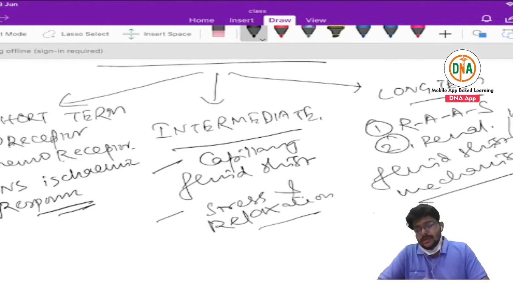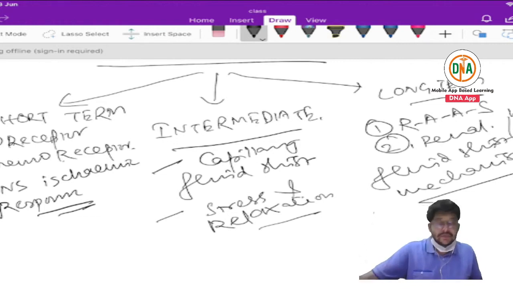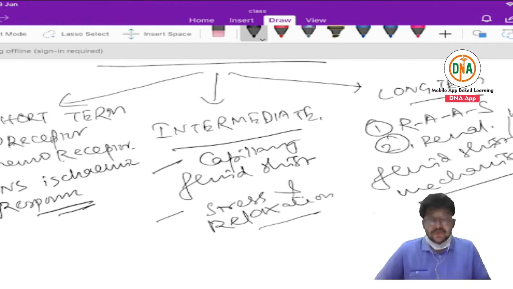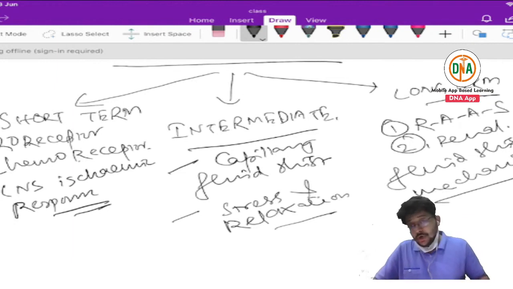So let me see whether any question has come. Okay, no new question regarding this topic. So we'll move into our discussion. Short-term regulation first.